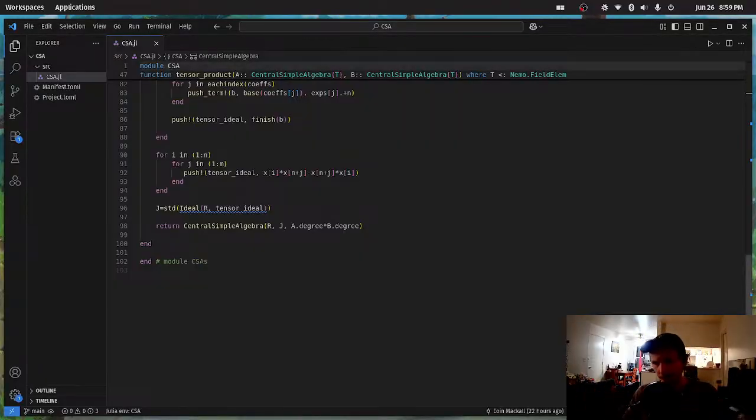My desired functionality for this package would be, say, to input a central simple algebra and to be able to determine the index and the exponent of that algebra. I'm not totally certain that it should be possible to do this.